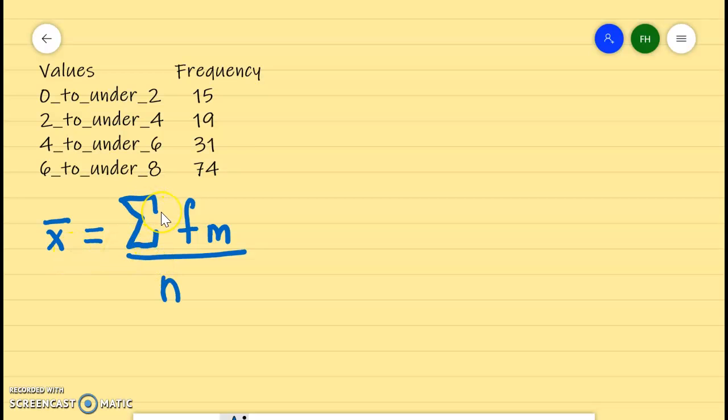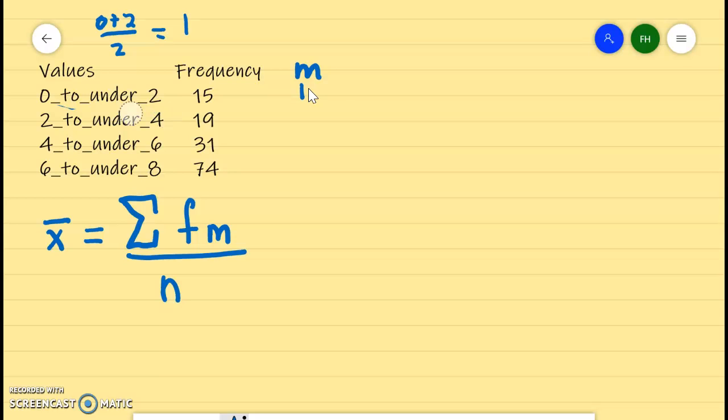So what you're going to do is take the sum of your frequencies times your midpoints. So you have to find your midpoint for each of these groups. So your midpoint for 0 to 2, the way you would do that is you would just basically get an average. 0 plus 2 divided by 2 is 1. So it's just the middle.